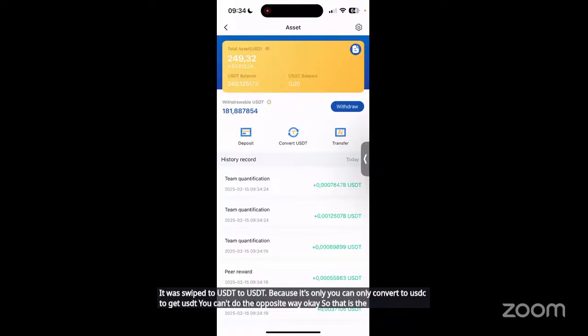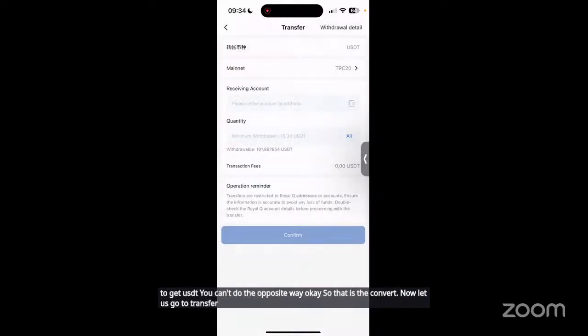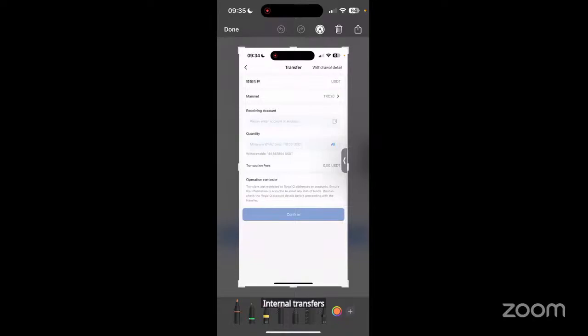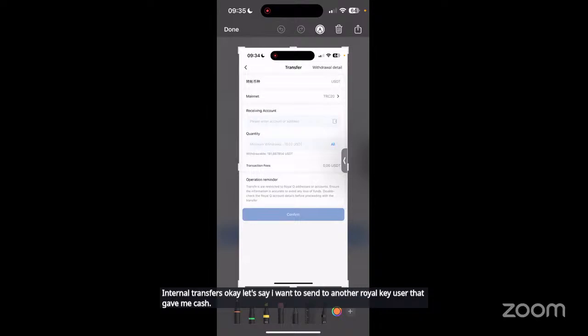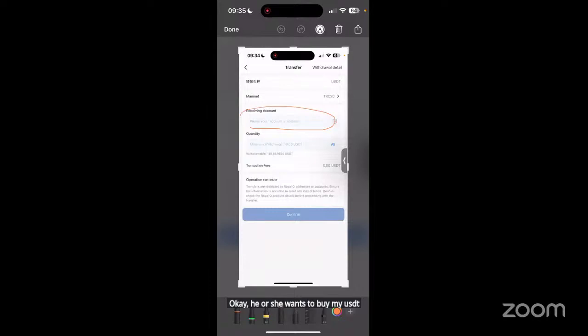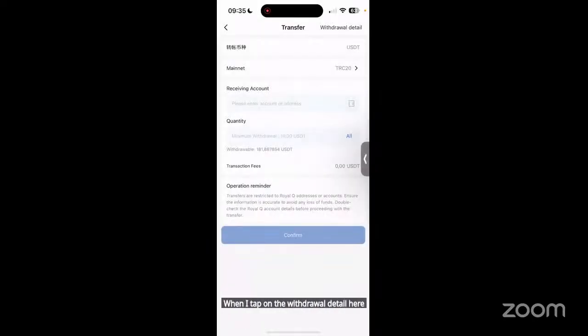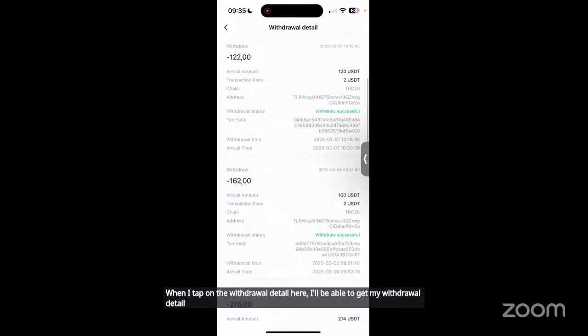Now let us go to transfer. You use this method if you are doing internal transfers. Let's say I want to send to another Royalq user that gave me cash, and he or she wants to buy my USDT. So I'll take their wallet address, type the quantity. I'm not charged anything. When I tap on the withdrawal detail here, I'll be able to get my withdrawal detail in a different view. You can see it in this view as well.